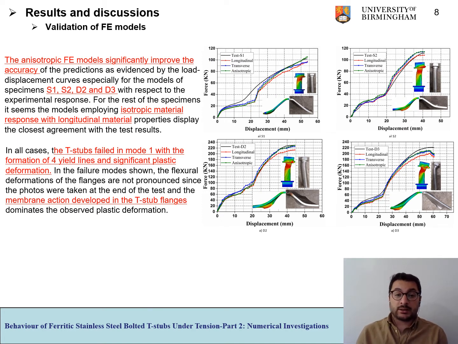In all cases, the T-stubs failed in mode 1 with the formation of four yield lines and significant plastic deformation. In the failure modes shown, the flexural deformation of the flanges is not pronounced since the photos were taken at the end of the test, and the membrane action developed in the T-stub flanges dominates the observed plastic deformation.